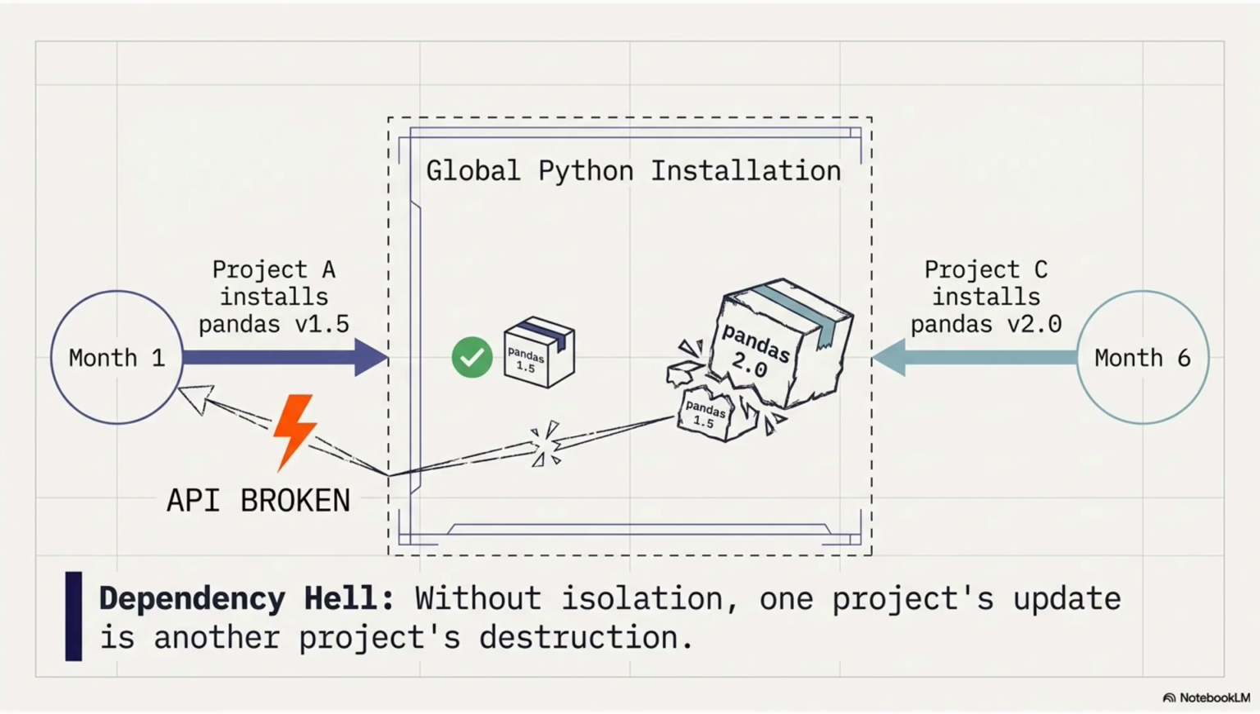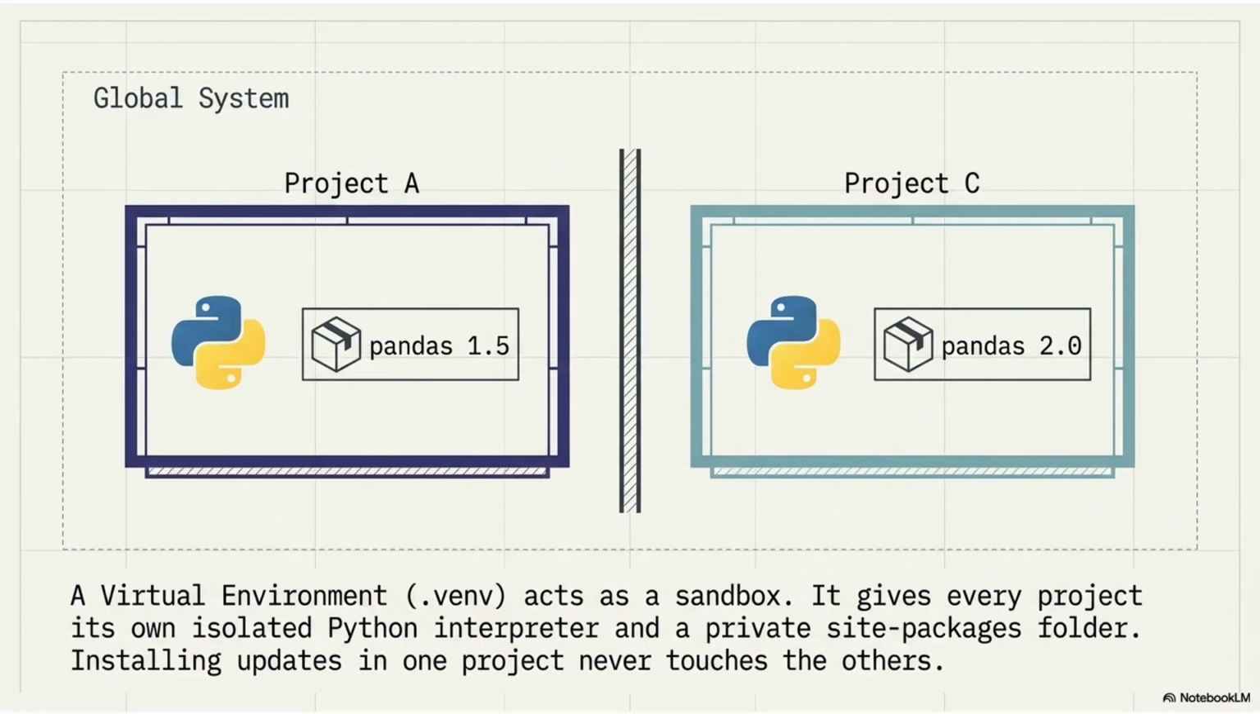This isn't a hypothetical, it's a reality of shared global environments. The more projects you run on the same machine, the more likely this conflict becomes. Data science students hit this constantly when upgrading packages for a new assignment or breaking an old one. Virtual environments eliminate this entirely by giving each project its own private package space, where upgrades in one project are completely invisible to all others.